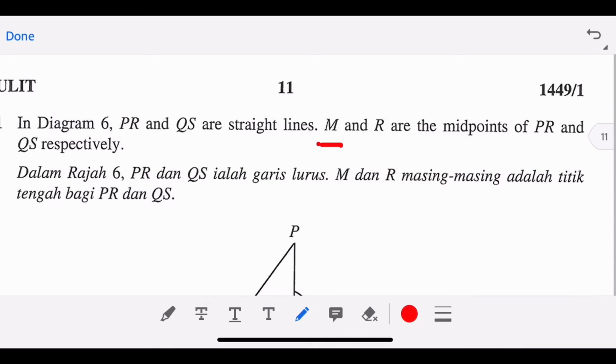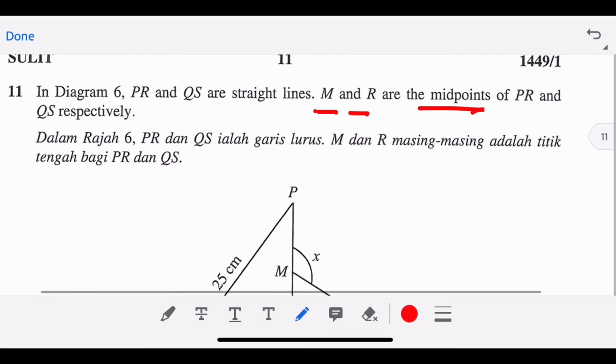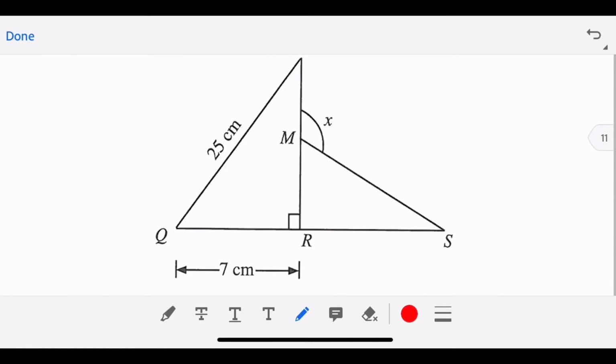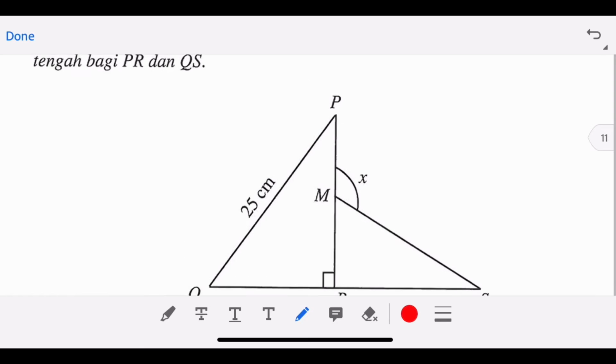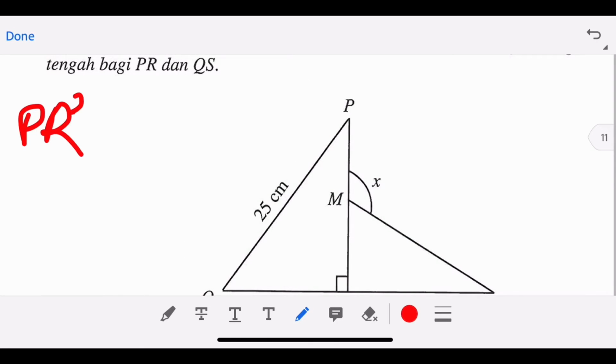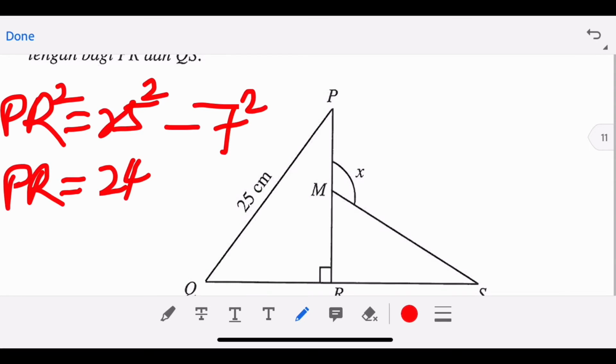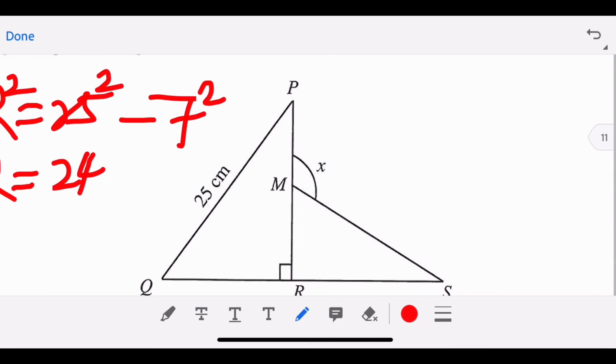Okay, for this question in the diagram, we have 2 triangles. You're asked to solve the triangle. First of all, we use Pythagoras theorem. We will take 25 squared minus 7 squared, and then we will find the length. Length of PR is the square root of 25 squared minus 7 squared. Then we get the answer 24.